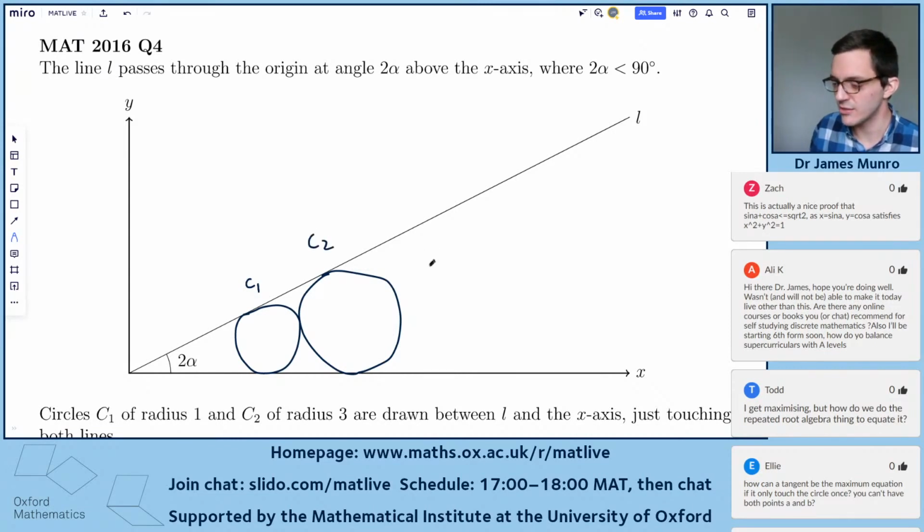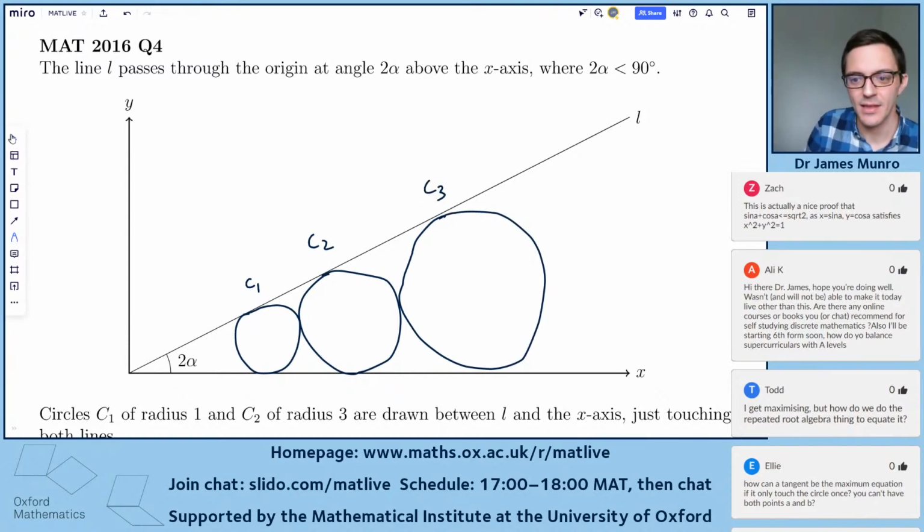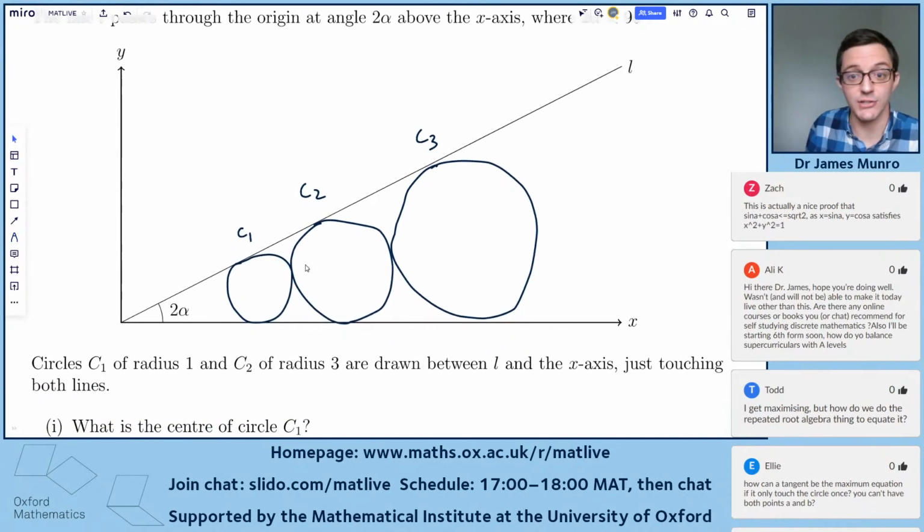And then there's a circle C3, which is tangent to that circle and also tangent to both lines. That's not good enough. The last 3 minutes of this live stream is just me drawing circles. There we go. Okay. And we're asked lots of questions about the relationship between the radiuses of these circles.